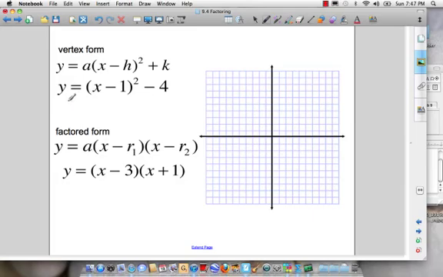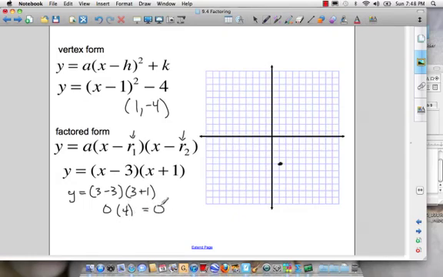Alright, so vertex form lets us know that the vertex is 1, negative 4. So I'll graph that: 1, 1, 2, 3, 4. Factored form gives us what we call the roots, R1 and R2, of our function. And what that means, I'll show you. Suppose you plug in a 3 for x. Well, the first factor evaluates to 0, and then it wouldn't even really matter what the second one was, because 0 times anything is 0. So when x is 3, 1, 2, 3, y is 0.